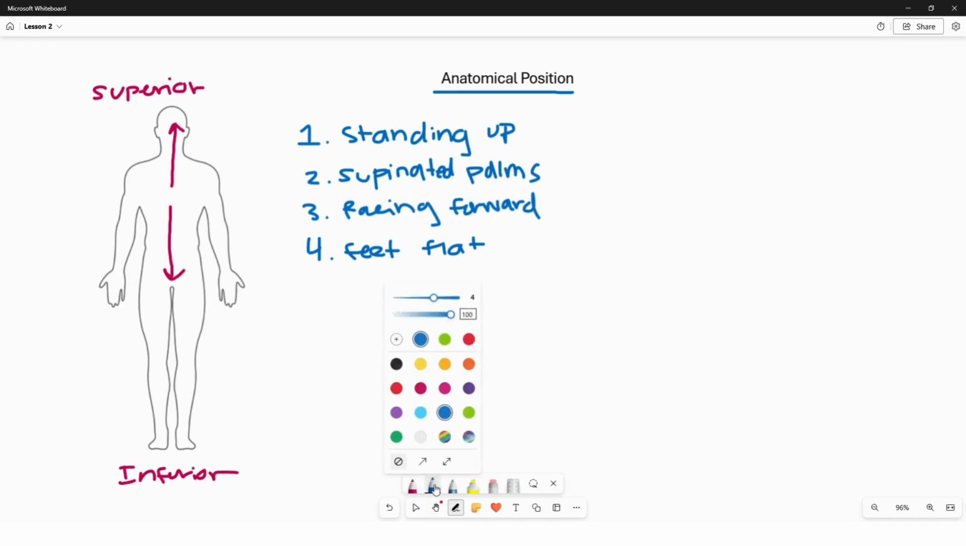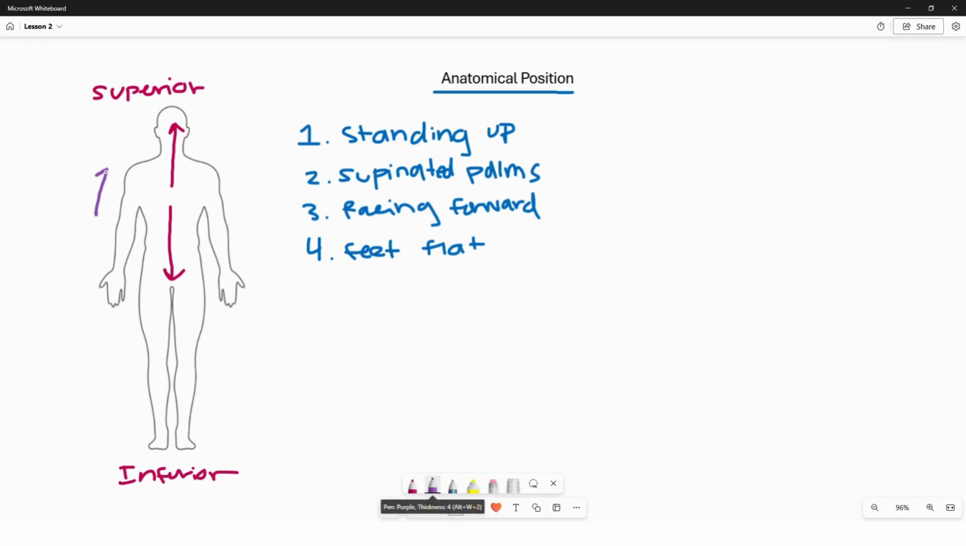Now this is for the main part of the body. But when we look at the limbs, there are different terms, and these are proximal and distal. Proximal is closer to the point of attachment. So your shoulder is proximal and your palm is distal. So proximal. And then this would be distal. Now you can also use proximal and distal for the legs. So the hip would be proximal and the ankle would be distal. All right?